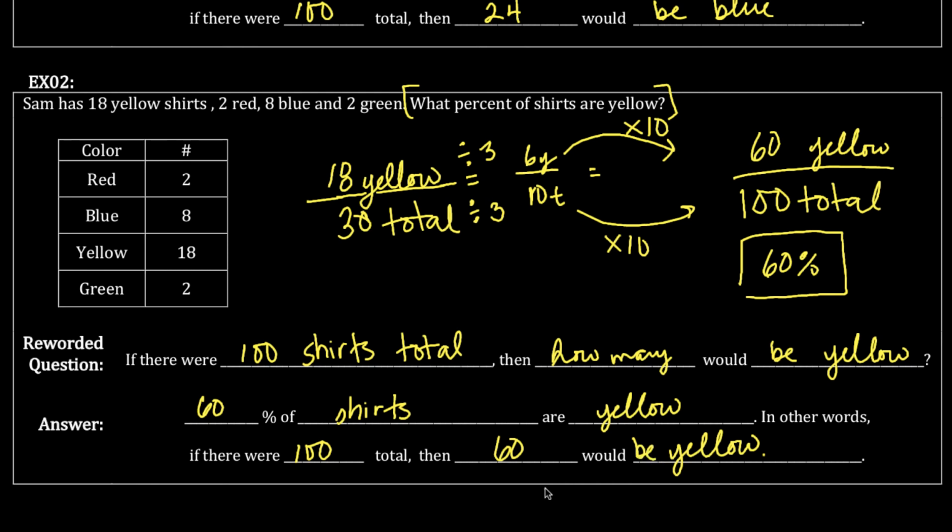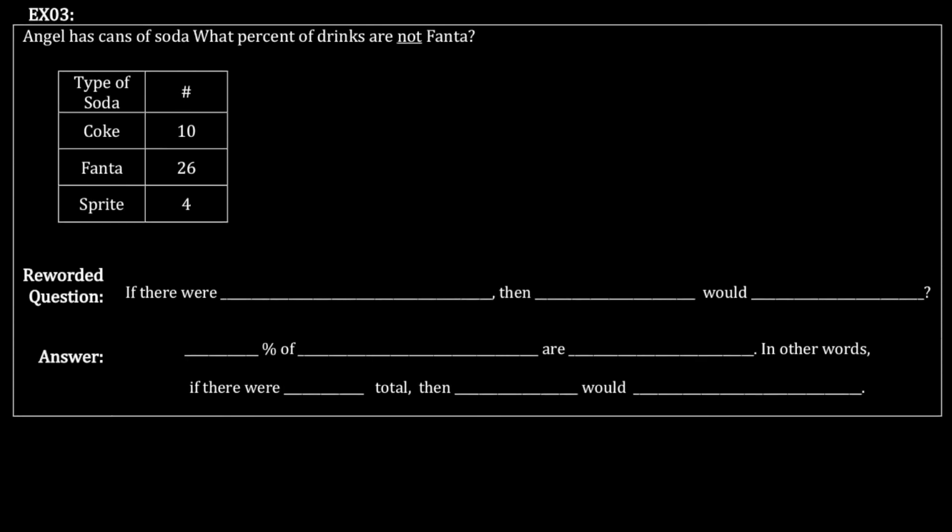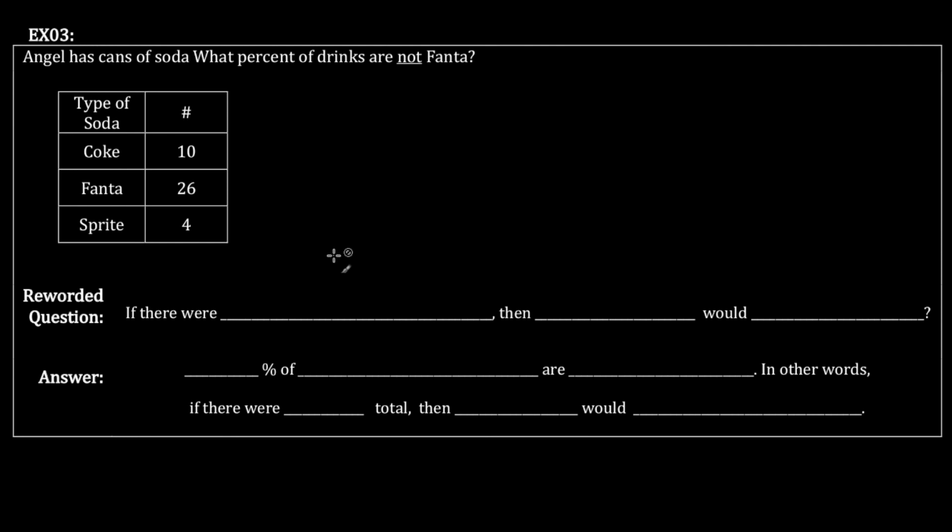All right, let's go to the next page. Okay, one more. So Angel has cans of soda. What percent of drinks are not Fanta? The important difference between the ones before and this one is this "not." So it says what percent are not Fanta. What this is asking is, if there were 100 total, what are we even counting? Cans.